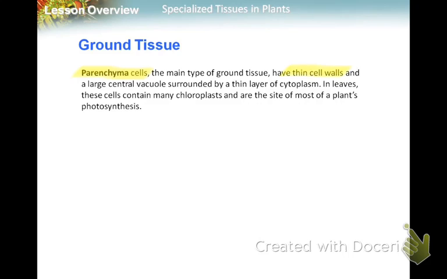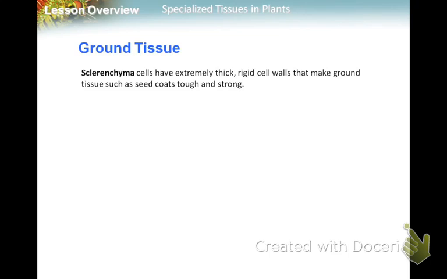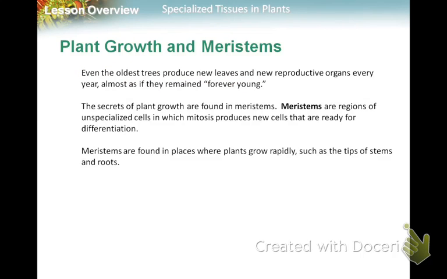Parenchyma cells, again, have thin cell walls, a large central vacuole, and a thin layer of cytoplasm. Parenchyma cells in leaves are the site of most of the plant's photosynthesis. They have many chloroplasts. Collenchyma cells have strong, flexible cell walls that help support plant organs: roots, stems, and leaves. So that's support. And then sclerenchyma cells have extremely thick, rigid cell walls, and they make ground tissue such as seed coats tough and strong. So this is the very, very rigid plant tissue.